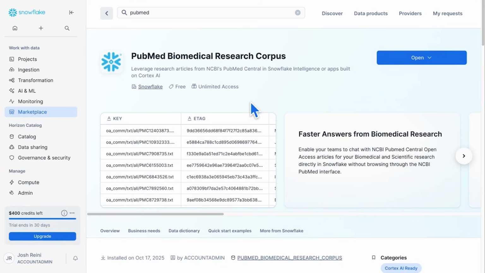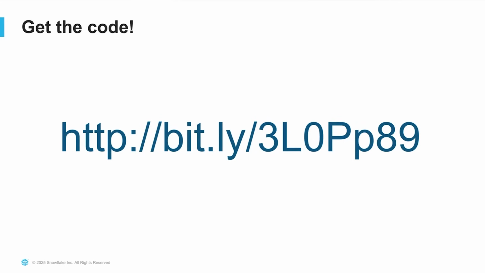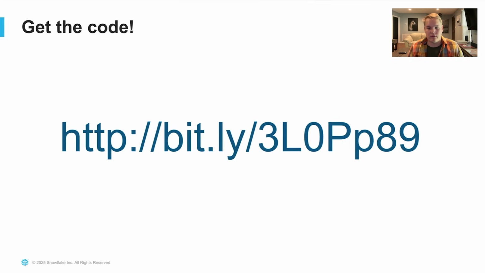So to create our MCP server, we want to go back to the GitHub repository and copy the code that we need. So to get access to the code, you'll want to go to this bit.ly link right here. This link will give you direct access to the GitHub repository we'll be using for the rest of the lab. I'll give you a few seconds to get onto that repository.